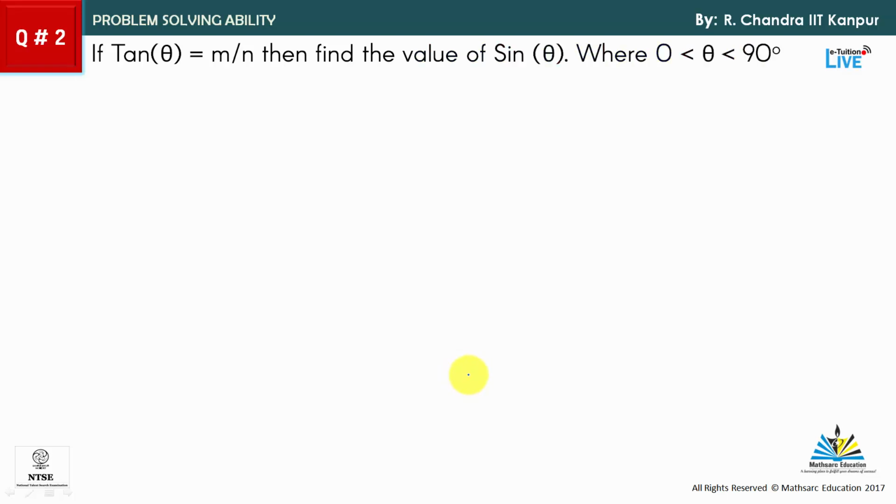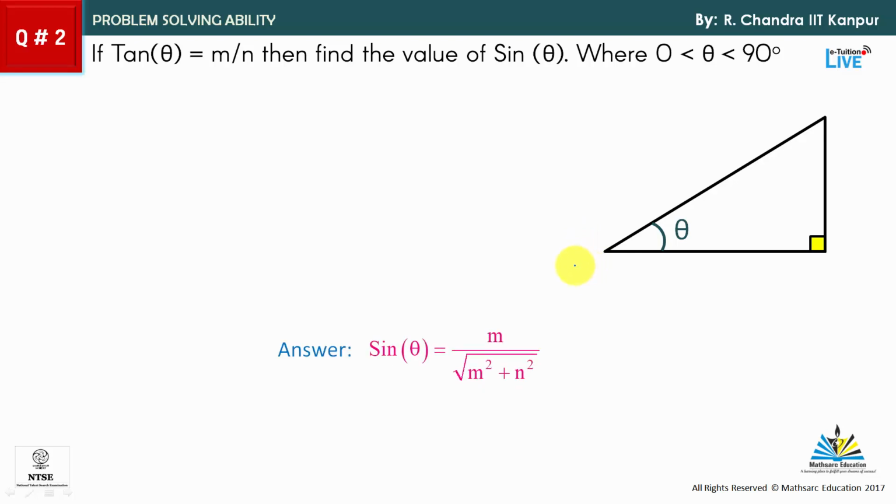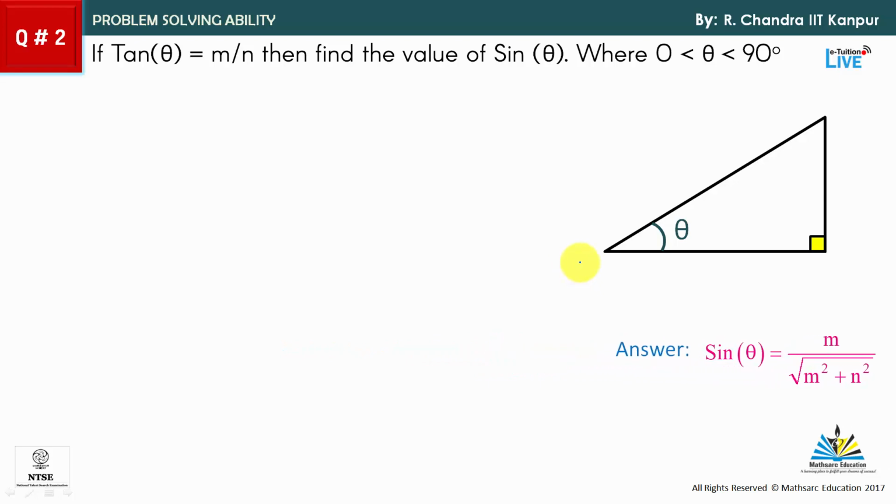If tan theta is equal to m upon n, then find the value of sine theta, where theta is between 0 and 90 degrees, so this is an acute angle. As you can see, let's say we have this triangle. The answer for this question is sine theta equal to m upon under root m square plus n square. So you can have here, this is theta, and tan theta is m upon n. So we can write mk here, and this is nk.